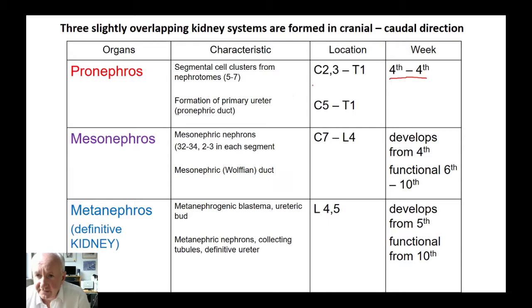As you see, it's very high in the cervical region. And this pronephros, the first system, consists of segmental cell clusters, which are called nephrotomes. And there is also formation of a very simple duct, which is called the pronephric duct, as I can show you on the picture.